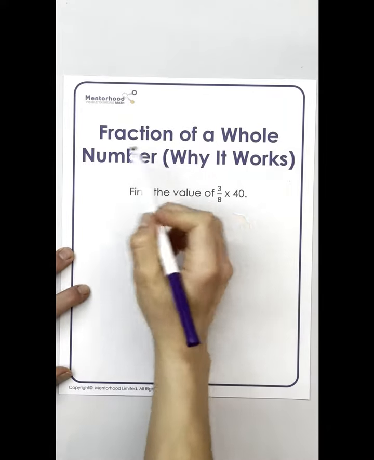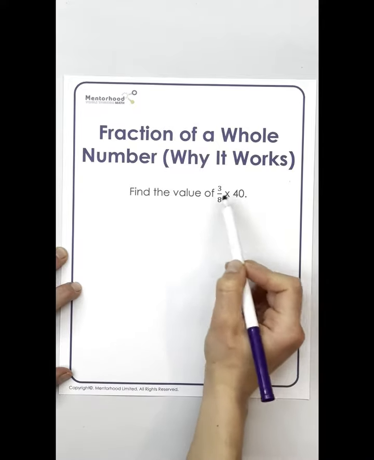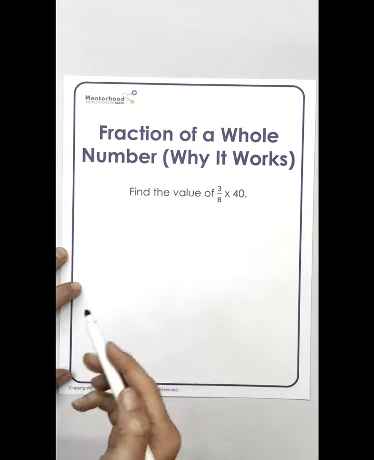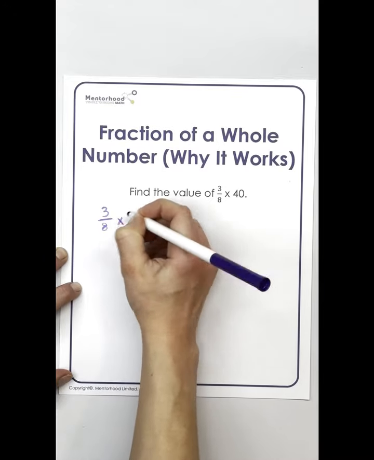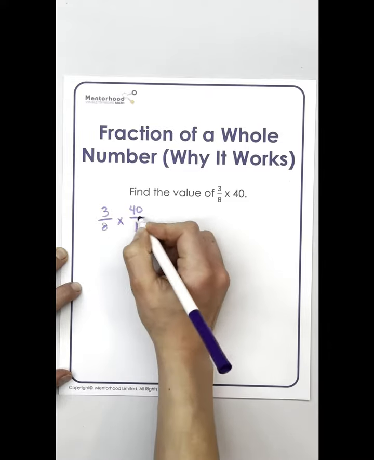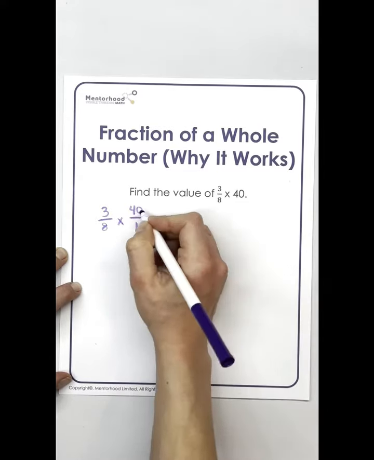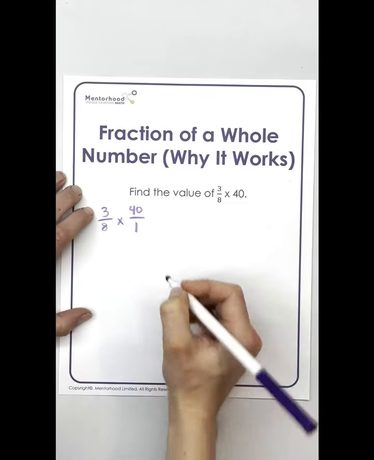Okay, let's see a fraction of a whole number and let's see why it works. So let's break this down step by step and see mathematically what's going on here. The first thing I'm going to do is simplify this. So I've got 3 over 8 times 40 over 1. 40 over 1 is the same thing as saying 40, because this is one group of 40, which is the same as 40.